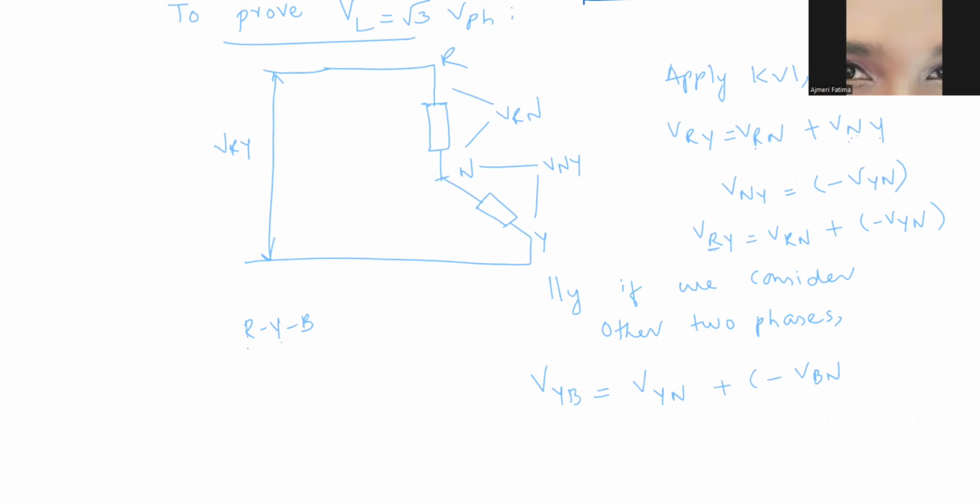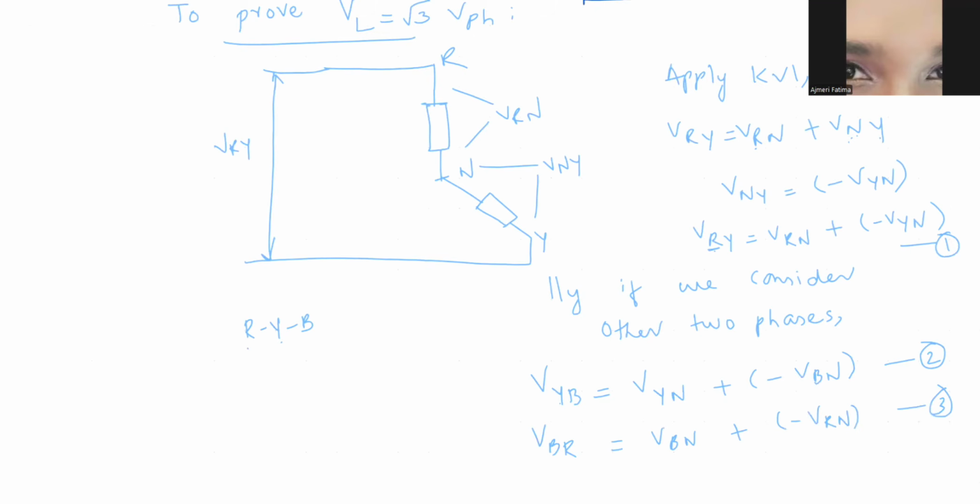Let me name this as equation number 1. And we'll finally go with equation 3. So after Y, you'll have B. So V_BR is equal to V_BN plus minus V_RN. This is your equation 3. By using these three equations, now I'm going to draw the phasor diagram.